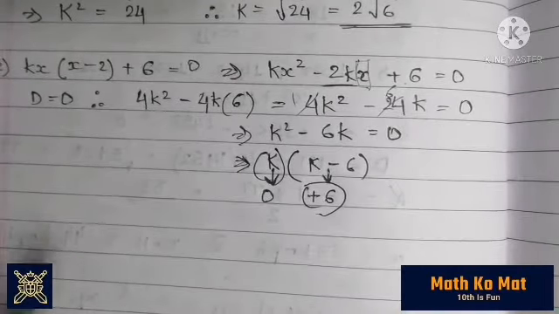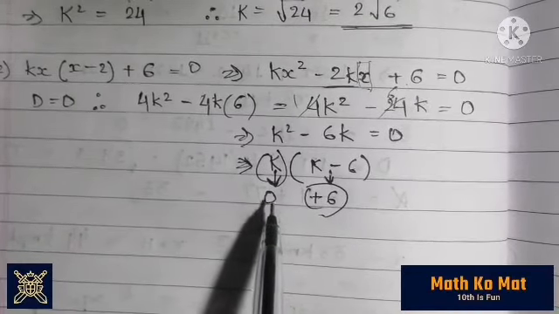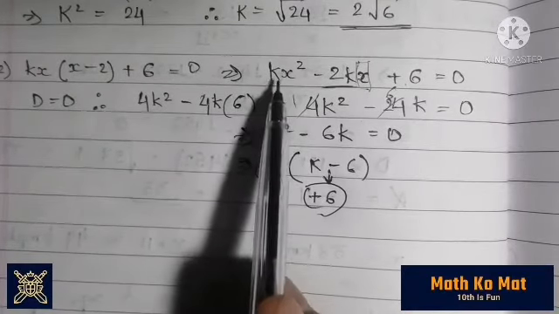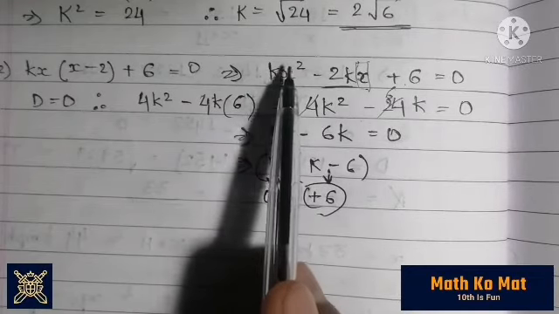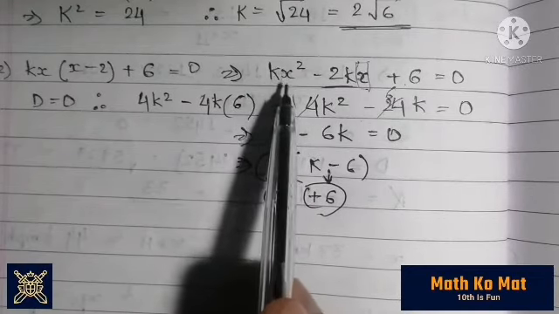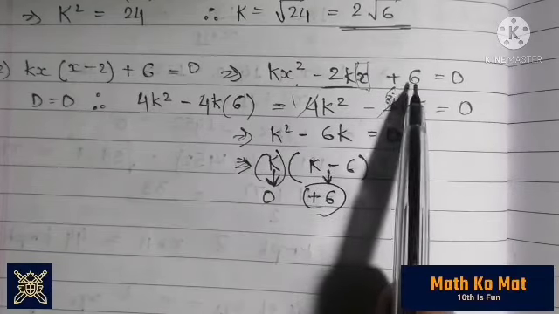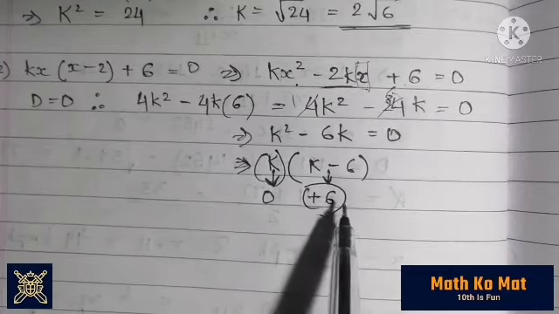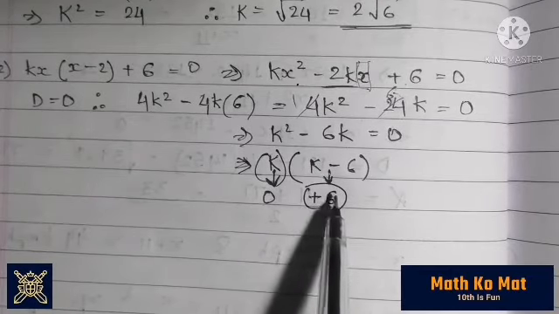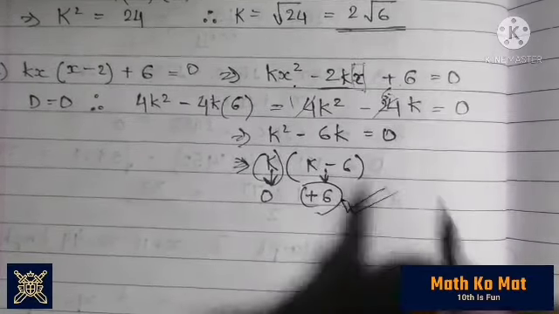But there comes the catch. k cannot be equal to 0, because if k is equal to 0, it would become 0x square. So this equation would degrade from a quadratic equation to a linear equation. And therefore k cannot be equal to 0, and the only possible value of k is equal to 6. So this is the exact value.